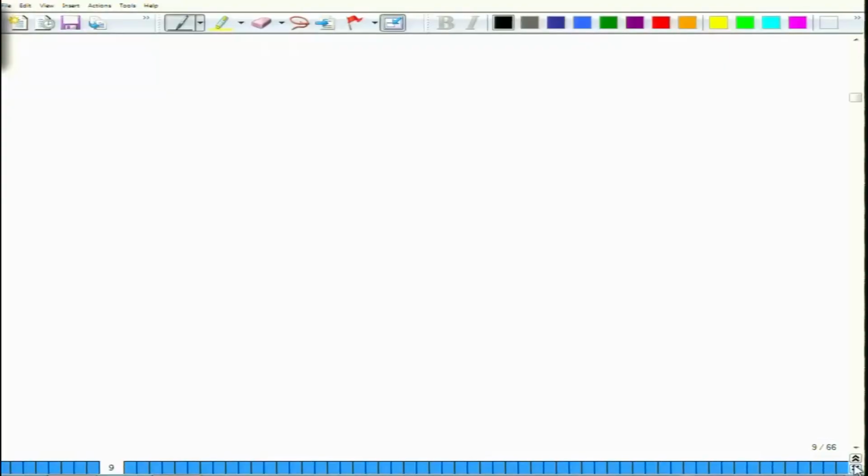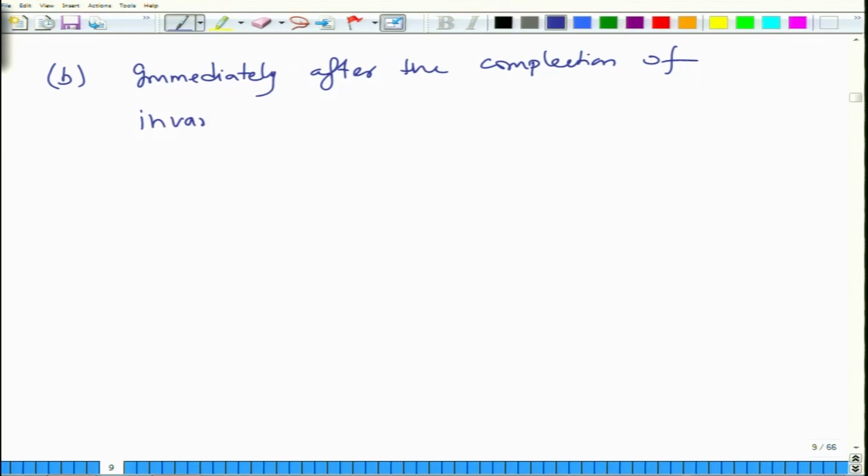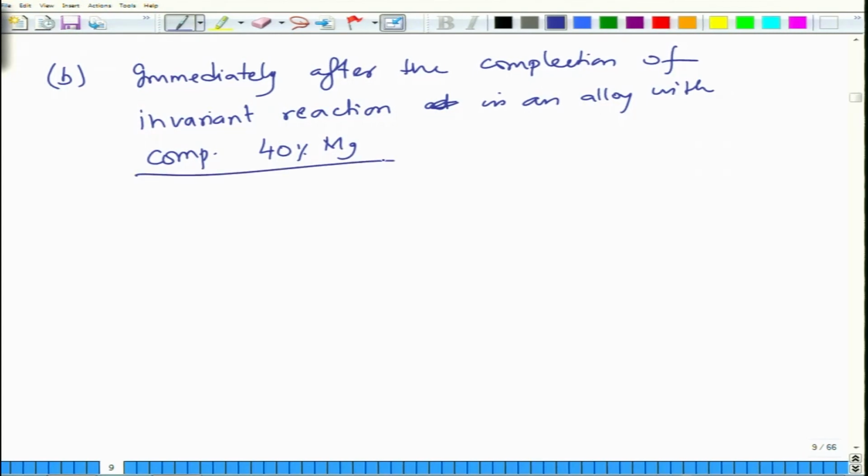Now using this information you can attempt a few more questions. So we have drawn the phase diagram between lead and magnesium. So let us say there is a question: what is the phase composition immediately after the completion of the invariant reaction in an alloy with composition, let us say, 40% magnesium? So calculate the phase fractions, for instance.